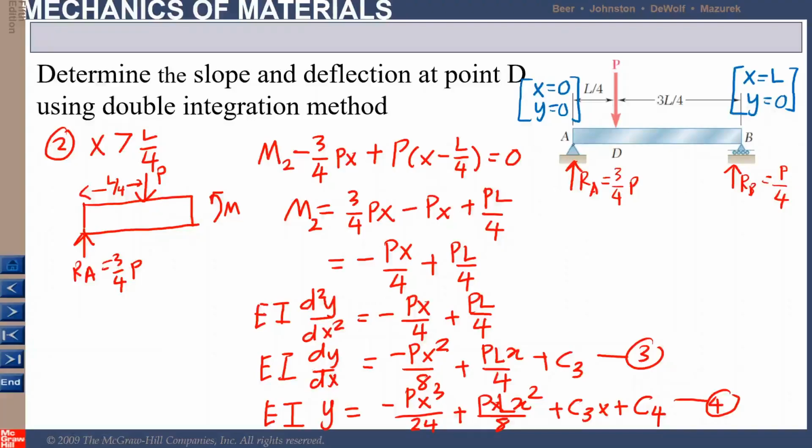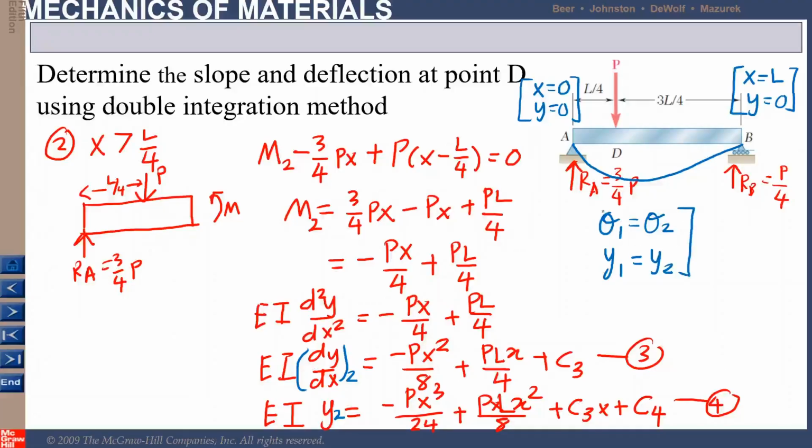So when the beam is deflected, it will curve this way. What we will have is, at this point here, theta 1 is equal to theta 2, in which this theta 2 is denoted by this value here. So this is y2, and we know that y1 is equal to y2.